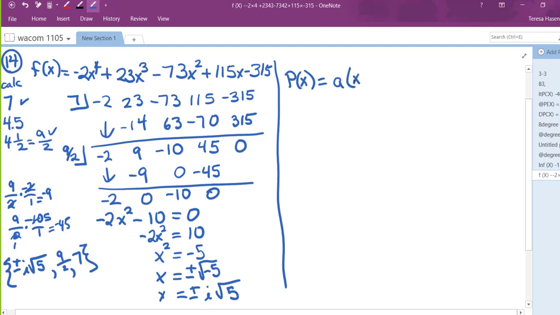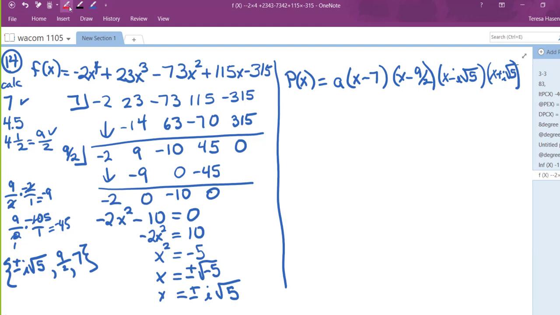So our factors are going to be x minus 7, that one's good, x minus 9/2, right, x minus i square root of 5, and x plus i square root of 5. Now, if you multiplied this without the a there, it's going to give you x to the 4th.